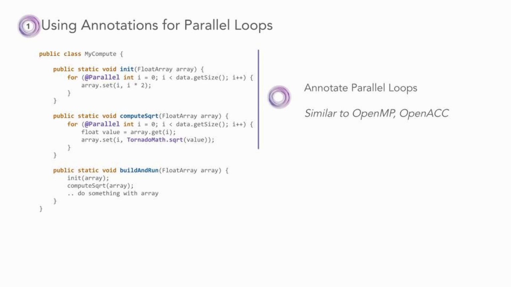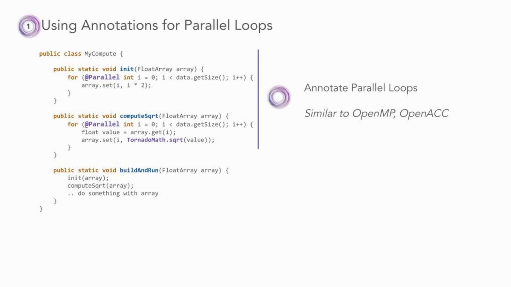Because let's look at the first one, for example, the init method. We are initializing the whole array with a value. Each iteration of the loop is totally independent from the others. So that's why this loop can run completely in parallel, and that's why we can add the @Parallel annotation, in a similar manner to the second method, compute square.